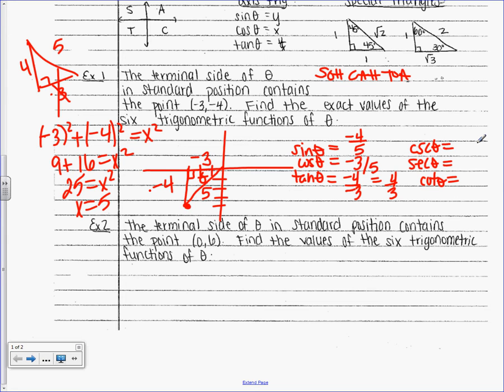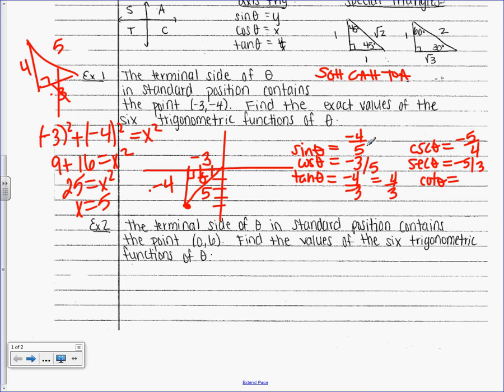Okay? So when they're inverses, you just flip the fraction, right? You invert the fraction. So if sine is negative 4 over 5, what's cosecant? Negative 5 over 4. If cosine is negative 3 over 5, what's secant? Negative 5 over 3. Right? Sarah?